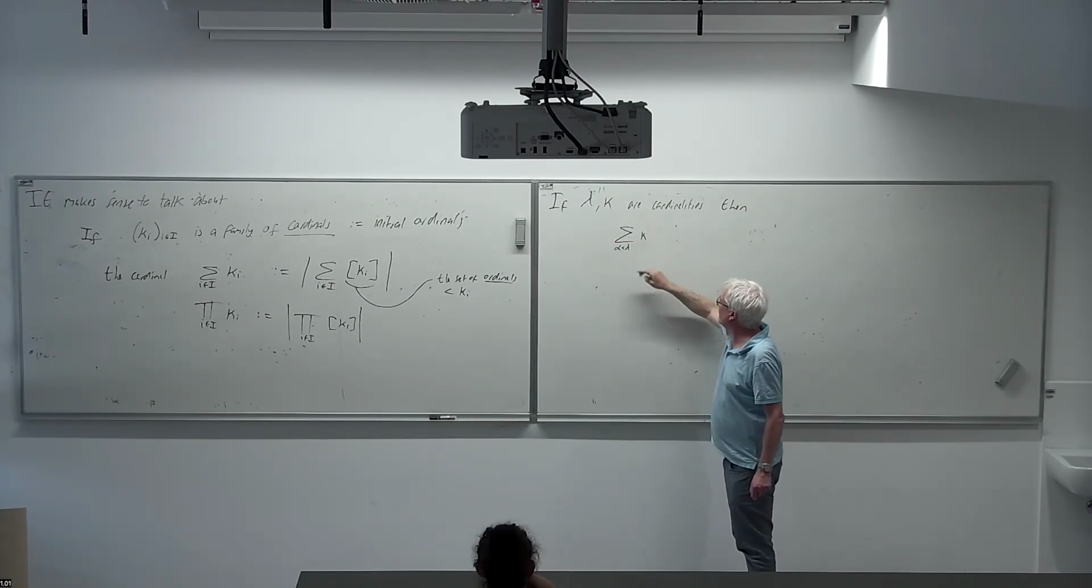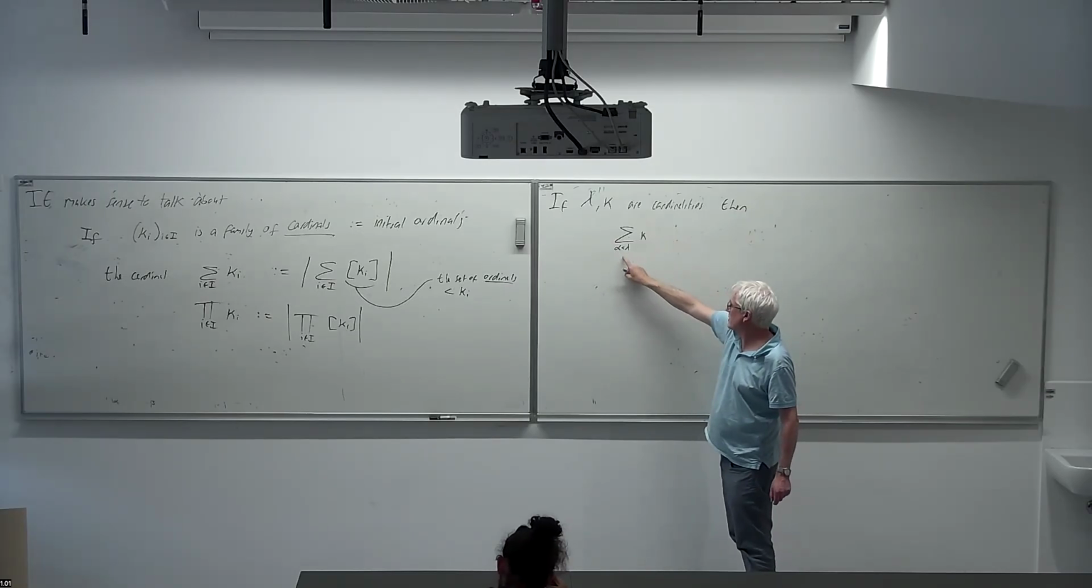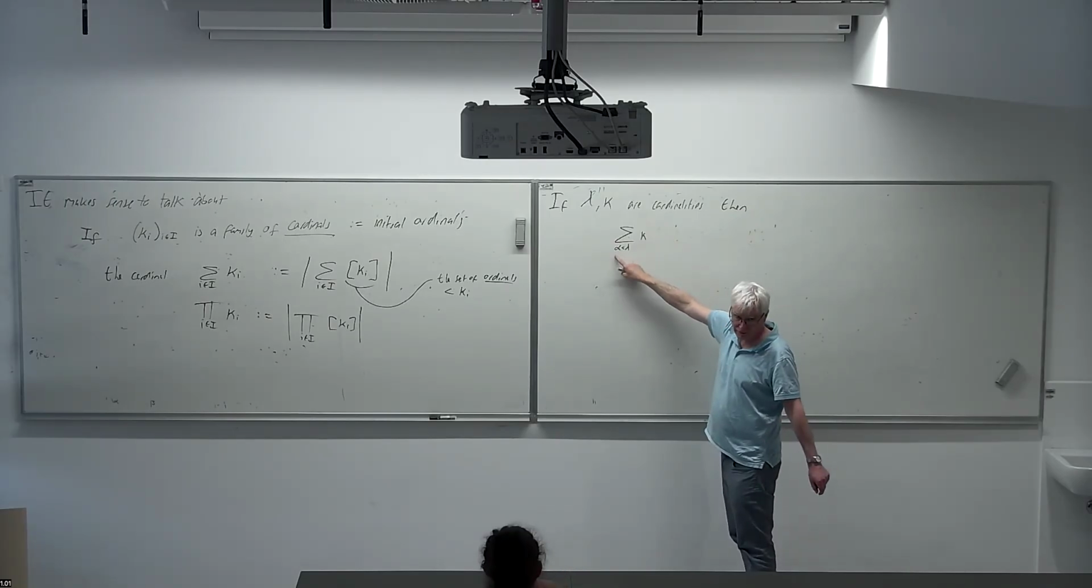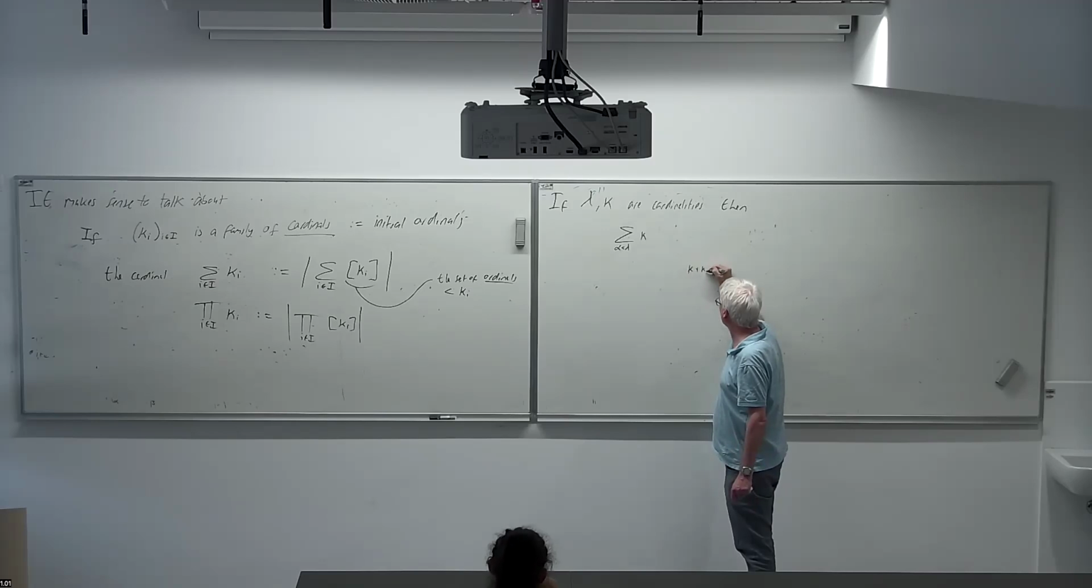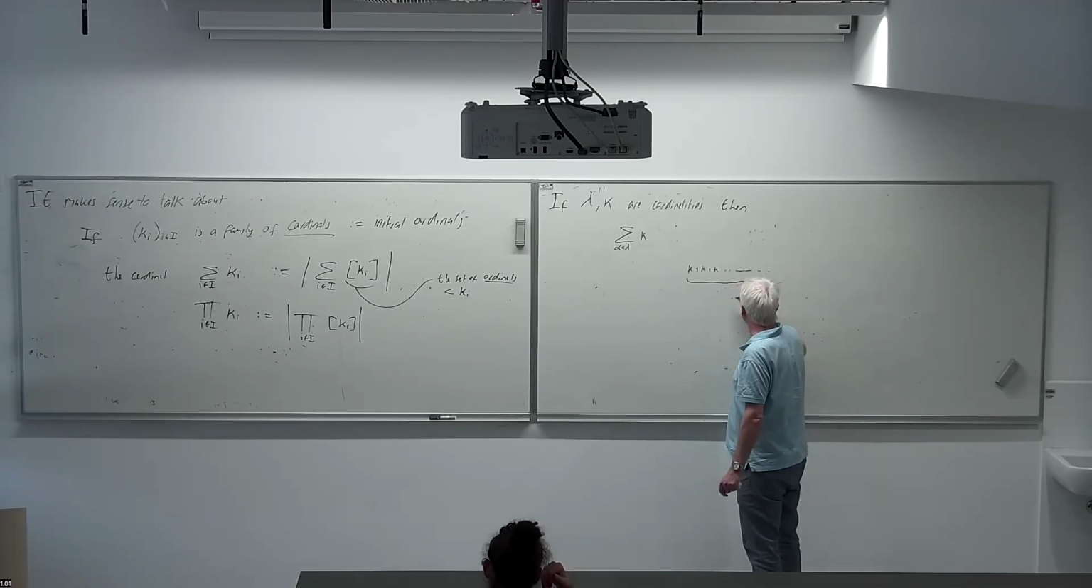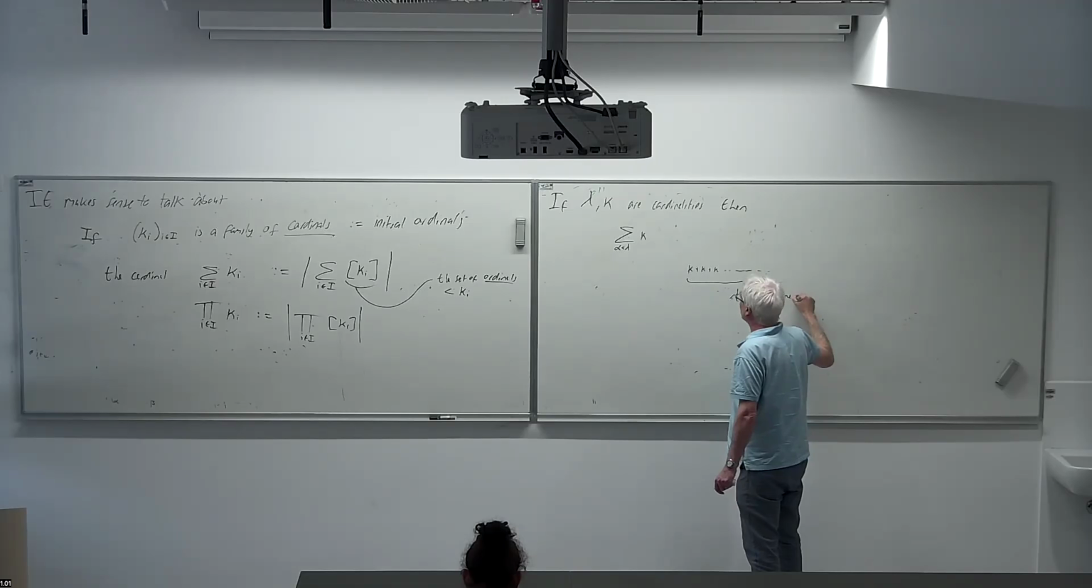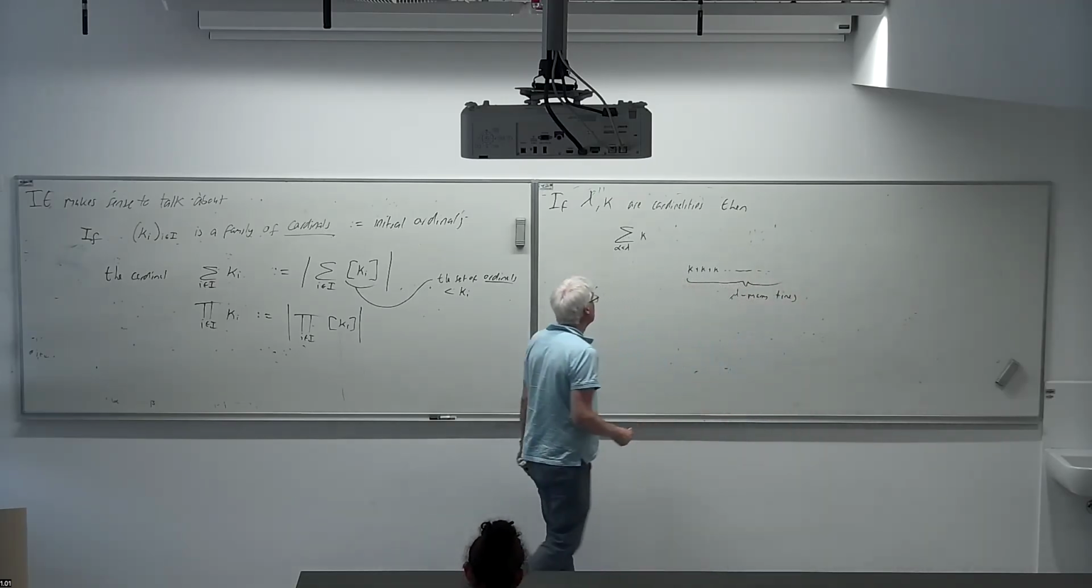We make it a sum, but we make it a constant sum. So there are lambda many alphas, and for every index alpha, we just take kappa. So we're doing kappa plus kappa plus kappa, lambda many times, intuitively.